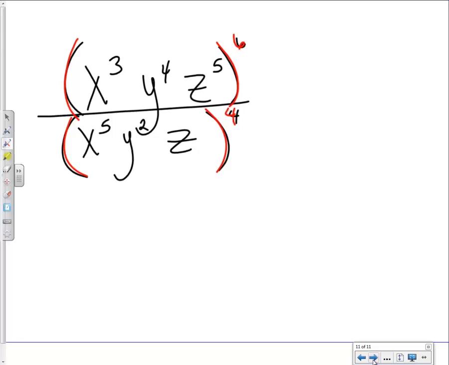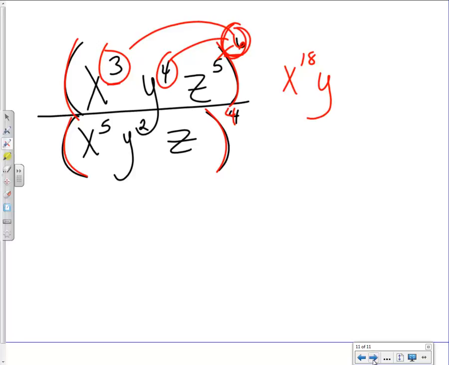This is a power raised to a power. And I want you to see that there's a power that belongs to the numerator and a power that belongs to the denominator. That 6th power doesn't belong to anybody on the bottom, nobody. But I do want you to see that the 6 goes to each piece inside. And I want you to see that it's a power raised to a power, which means I'm multiplying each time. So I have x, 3 times 6 gives me 18. I have y, 4 times 6 gives me 24. I have z, 5 times 6 gives me 30.